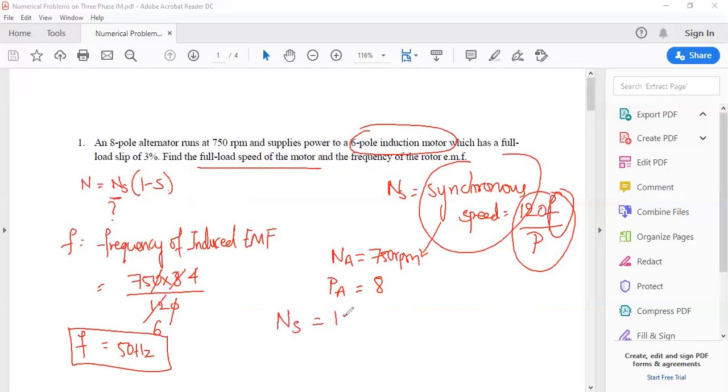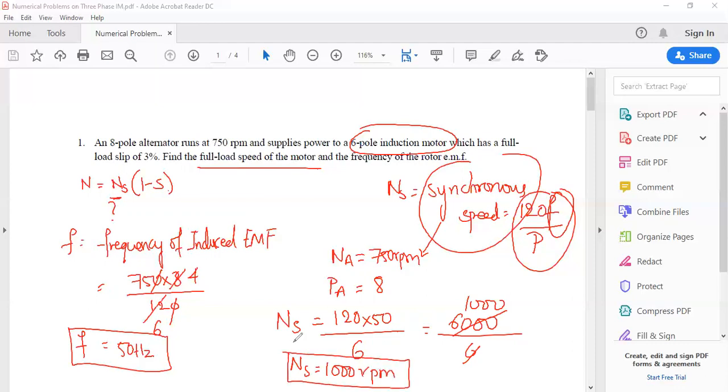Similarly, Ns can be obtained as 120 into 50, the frequency, divided by the poles, that is 6. Twelve fives are 60, and with the two more zeros, it is 1000 RPM. So 1000 RPM is the synchronous speed, Ns, of the three-phase induction motor.